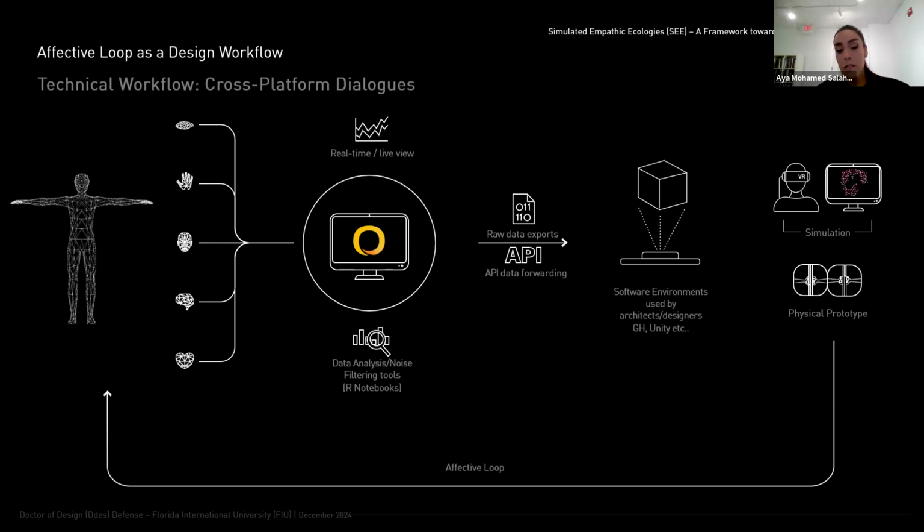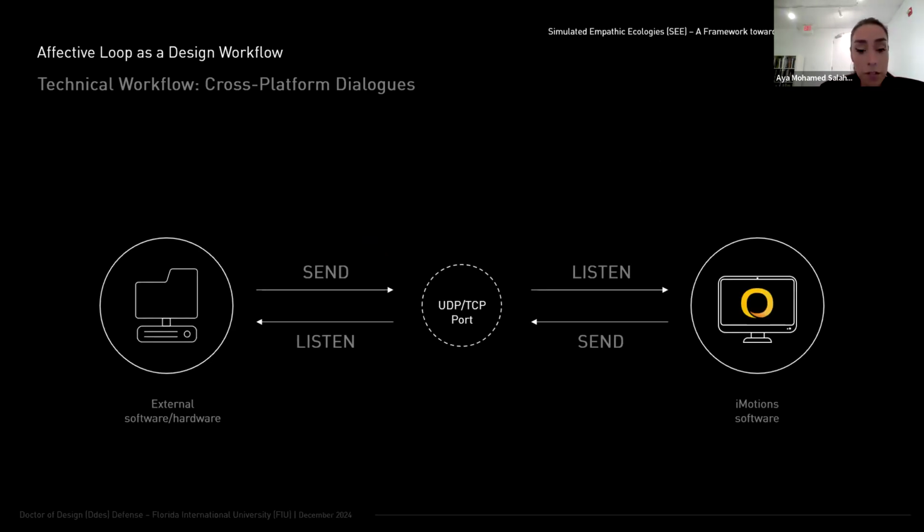But one of my main goals was to find a way to have this platform communicate with the software that I was working on, and that other designers and architects are also working on. Thankfully, iMotions is quite flexible in that sense, with its event forwarding and event receiving capabilities. Through a simple UDP or TCP port of communication, you can exchange this affective data with any software, really.